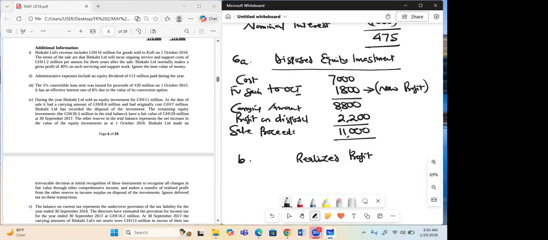Yes. So the realized profit will be the previous gain, which is now a profit. The previous gain, which is now a profit in OCI, that is in 6A. The previous gain is 1,800. It has now been realized. Before, we've now sold it and we've realized another 2,200. Are you getting it? This one is also another profit. Do you understand? Yes, sir.